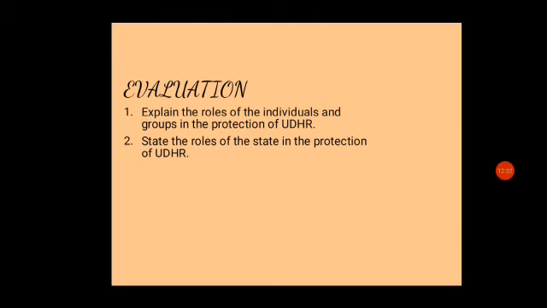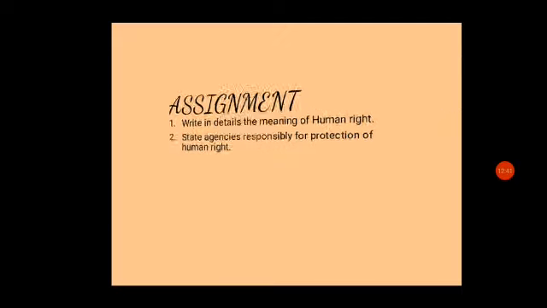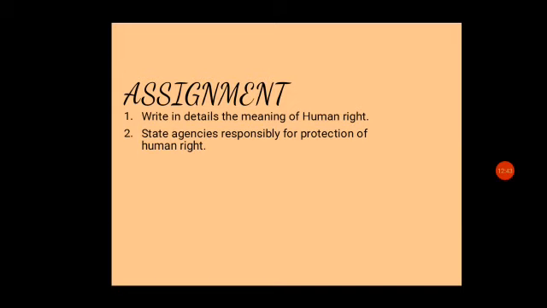Now we have to say goodbye for this class, but before then, we look at an assignment. You are to 1. Write in detail the meaning of human rights. Since the beginning of our lectures up to date, you should be able to know what human rights entails. So you should write in detail the meaning of human rights. 2. State agencies responsible for protection of human rights. What do you think are the agencies that are responsible for the protection of human rights?